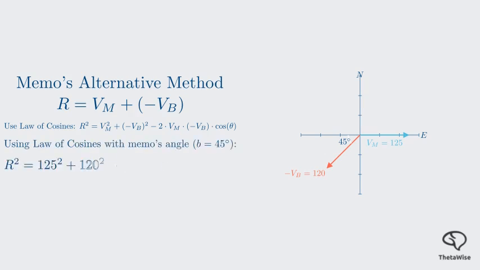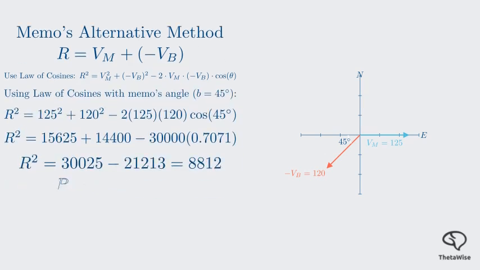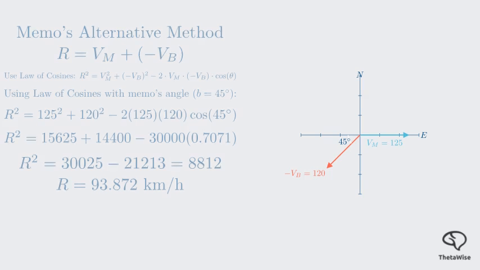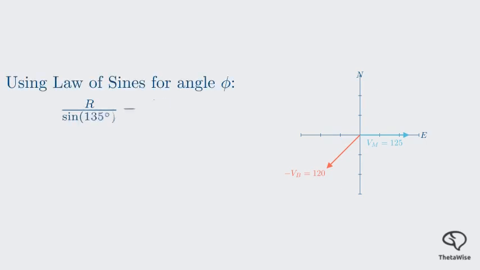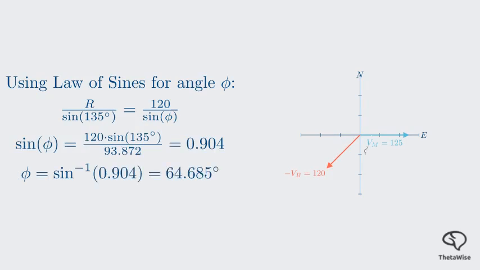If we use their formula with the angle 45 degrees, the magnitude comes out to 88.81 km/h. This is also different from the memo's value of 90.871 km/h. It seems the memo has made a mistake in its calculation as well. The correct angle between the vectors Vm and Vb is 45 degrees. Let's recalculate the direction using the law of sines and this corrected magnitude. Using the law of sines and solving for the angle phi adjacent to the 120 km/h vector, we get phi is 64.685 degrees. The memo incorrectly uses 25.32 degrees.